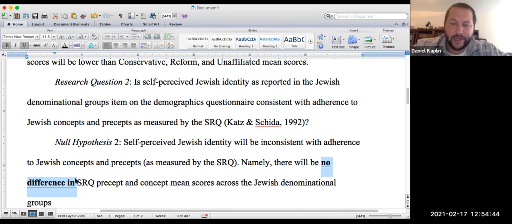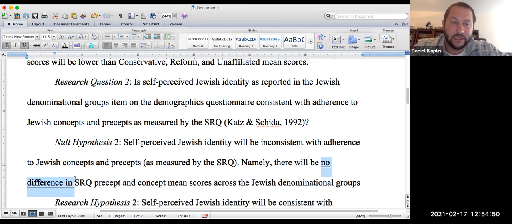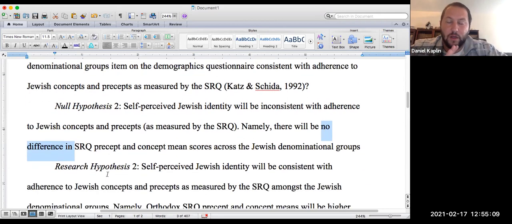no difference, right? So I like to, and my writing has changed since I wrote my dissertation, I like to say there will be no statistically significant differences, because there might be some differences, but if it doesn't reach the threshold of statistical significance, then it doesn't matter, right? So that would be the null hypothesis, again, nothing doing.